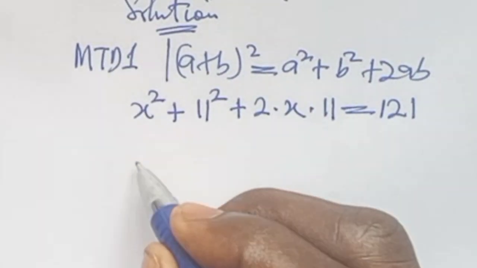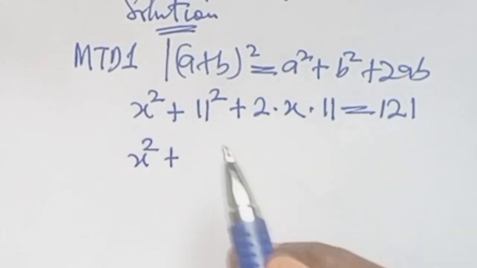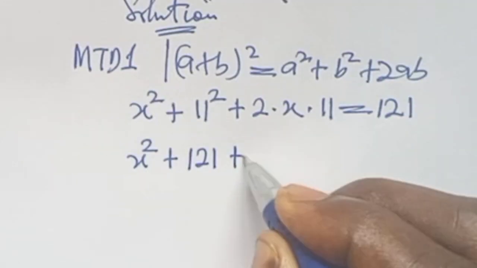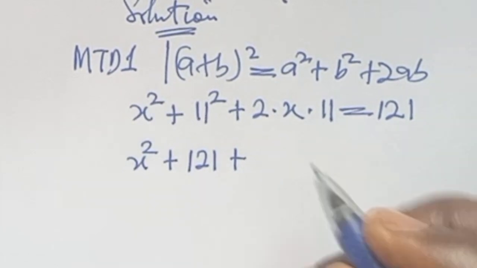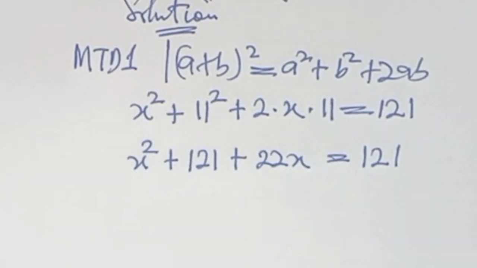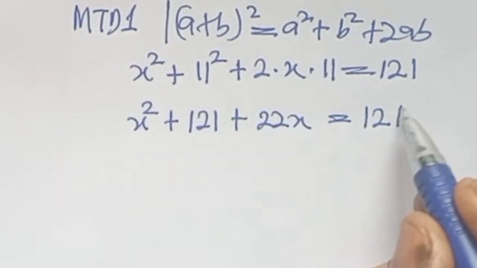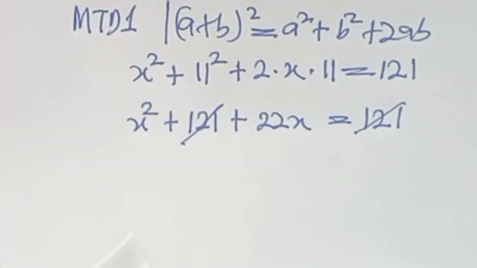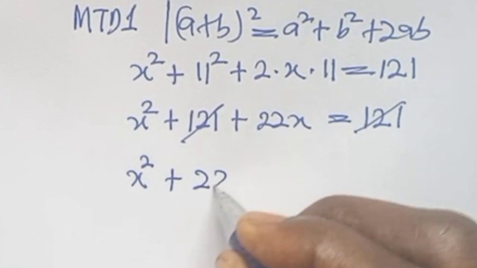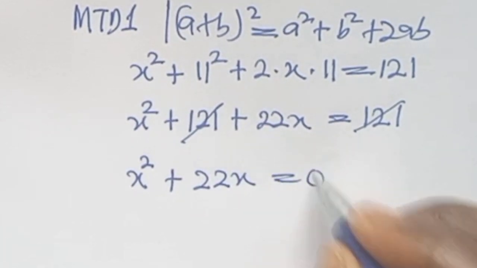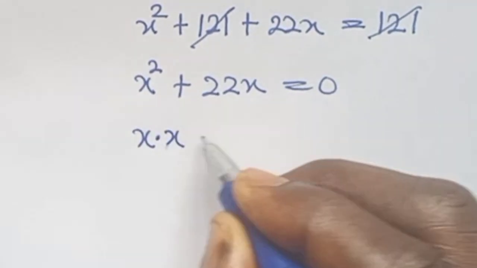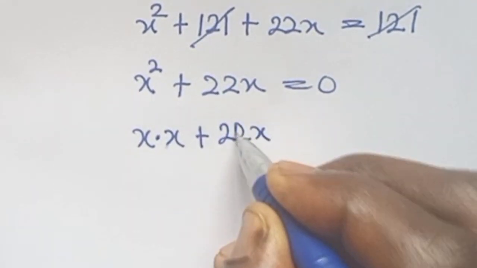If we simplify this, we're going to have x^2 plus 11^2, which is 11 times 11, that is 121, plus 2 times x times 11, that is 22x. Everything equals 121. Here we can cancel out 121 from both sides. So what is left is x^2 + 22x = 0, and x^2 can also be written as x times x, plus 22x.